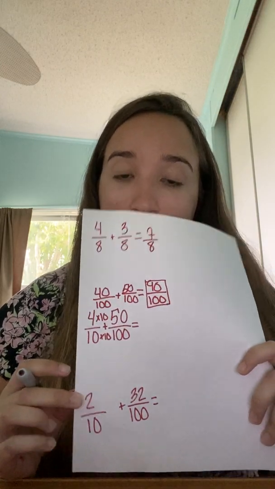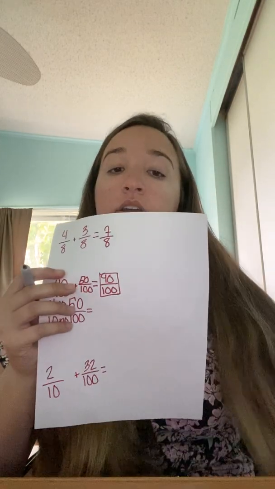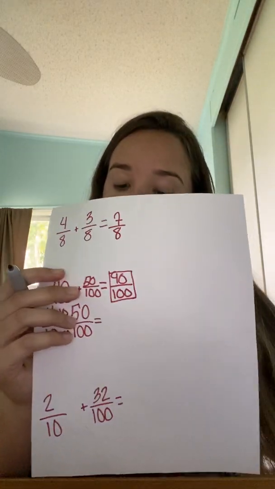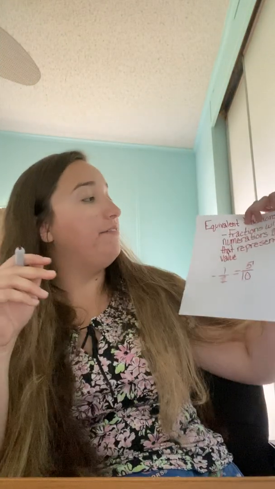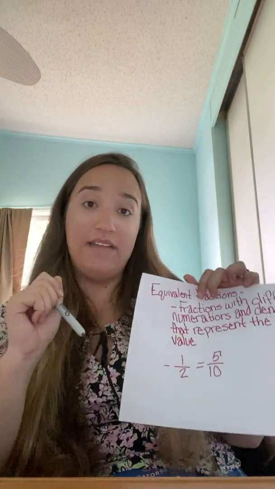So for our next problem, we have 2 over 10 plus 32 over 100. Okay? So what are we going to do here? Any ideas? That's right. So we're going to turn it into an equivalent fraction. Like we said before, an equivalent fraction is a fraction with different numerators and denominators that represents the same value. Okay? So it's basically the same fraction but different. So to make this into an equivalent fraction, what are we going to do? That's right. We're going to times it by 10. So we're going to times 2 by 10, and we're going to times 10 by 10, okay?